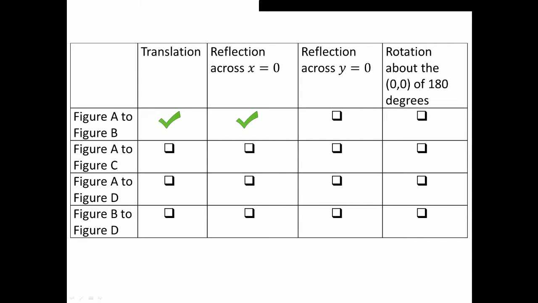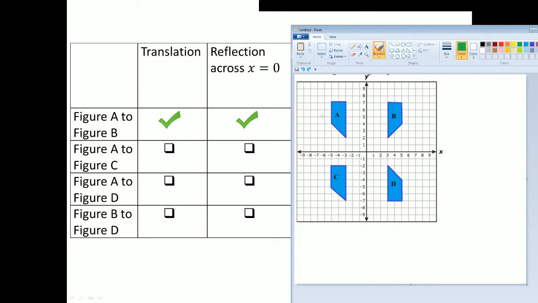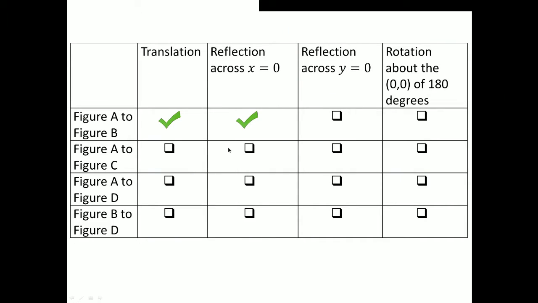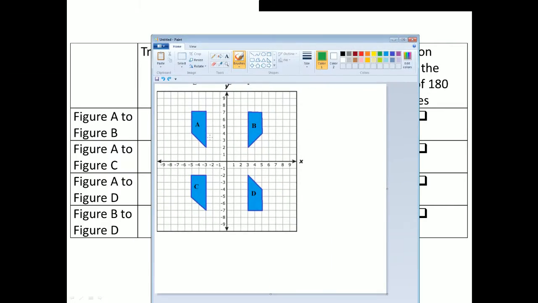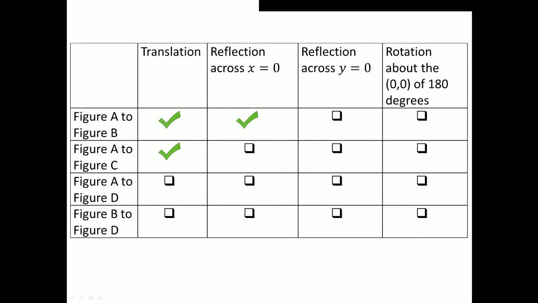A to C goes from here to here. Is it a translation? Yes, it does, because it slides down. It just goes down here, slides down, right? You see how the pointy end still points down? Good, right? Is it a reflection?